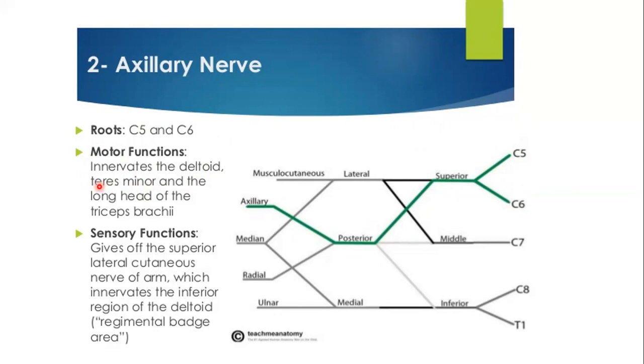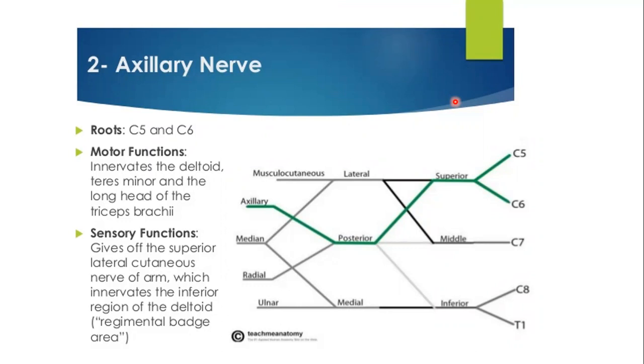These are the two main muscles, but other than these two, one of the heads of the triceps muscle is also supplied. It has three main heads, okay. One of them is called the long head of the triceps muscle, and this is also supplied by the axillary nerve, okay.